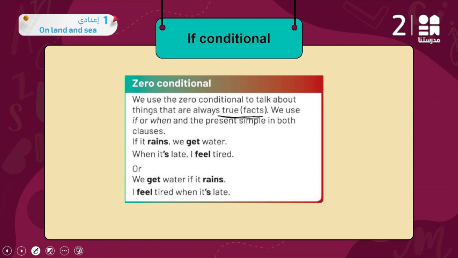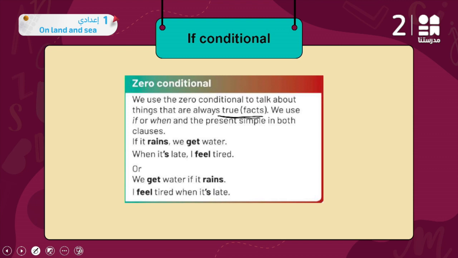Facts، حقائق. Okay? We use if or when where both of them have the same rule، الاتنين ليهم نفس الرول. And the present simple in both clauses. احنا قلنا ان احنا عندنا two clauses في ال if sentence والاتنين بيبقوا في ال present simple او في المضارع البسيط. يعني let's look at this example.